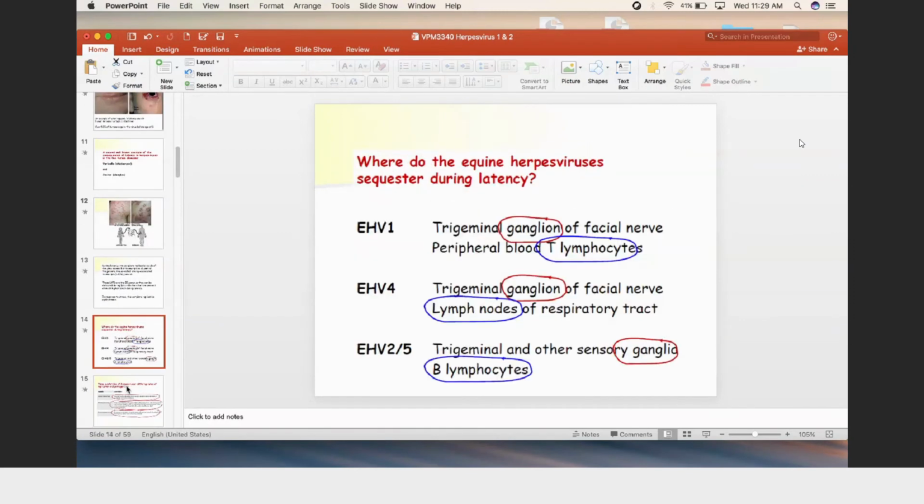This is an example: EHV1 latency in trigeminal ganglia, EHV4 also trigeminal, EHV2, EHV5 also trigeminal. But there are other places besides trigeminal. EHV1, T lymphocytes. EHV4, lymph nodes of the respiratory tract is a place for them to remain latent. EHV2 and EHV5 are both gamma herpes viruses of equine, so they can also go latent in B lymphocytes.